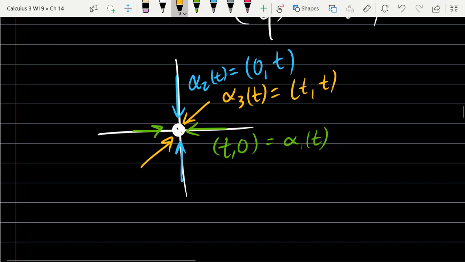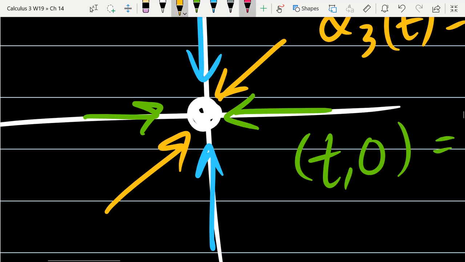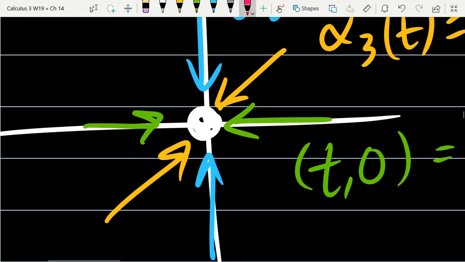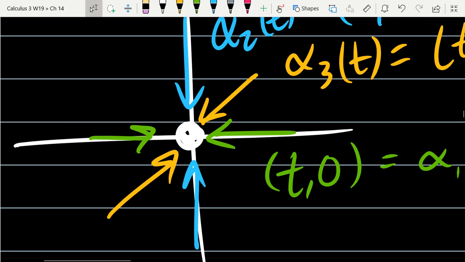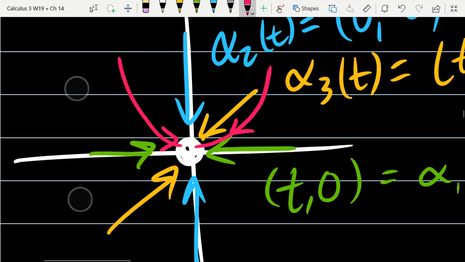Every path I wrote so far is linear. Each one approaches in a straight line. Let's make one path that is not a straight line. The easiest one I could think of is a parabola. So I'm just going to do the standard y equals x squared happy parabola right here, just to keep it easy. So I'm going to draw the parabola on both sides here, going towards the origin, and we'll call this alpha 4.